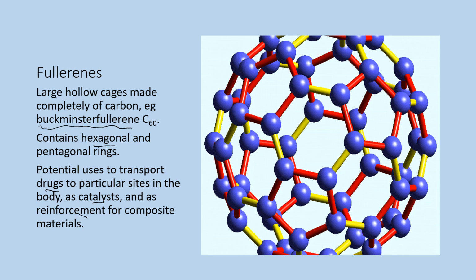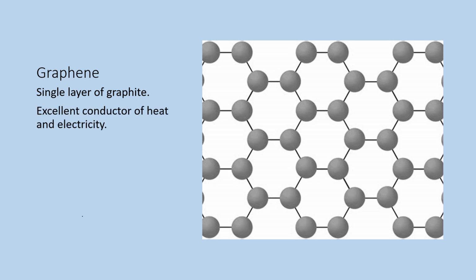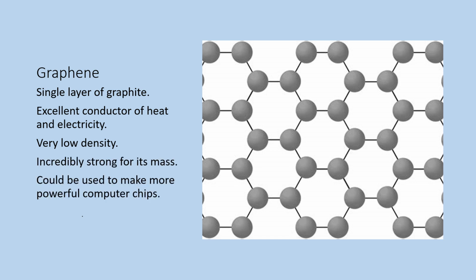Now, another amazing structure that was invented is graphene, which is a single layer of graphite. It is an incredible material, extremely strong. It has excellent conductivity of heat and electricity. It has low density. It's really thin. The word density means how heavy it is, so it's incredibly light, however very strong for its mass, and it's used in computer chips and electrical devices.